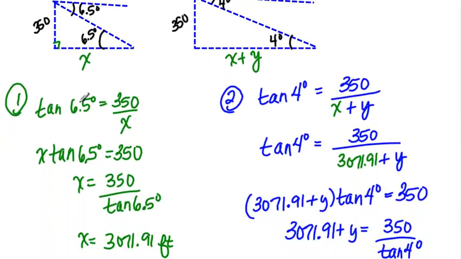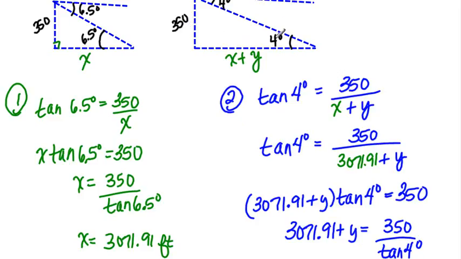So to figure out x, we can say tangent of 6.5 degrees is what? Opposite over adjacent, which is 350 over x. So tangent of 6.5 degrees is 350 over x. Multiplying by x, we get x times tan of 6.5 degrees is 350. And then we can divide by tangent of 6.5 degrees. So use your calculator to figure out that value. You should get 3071.9.